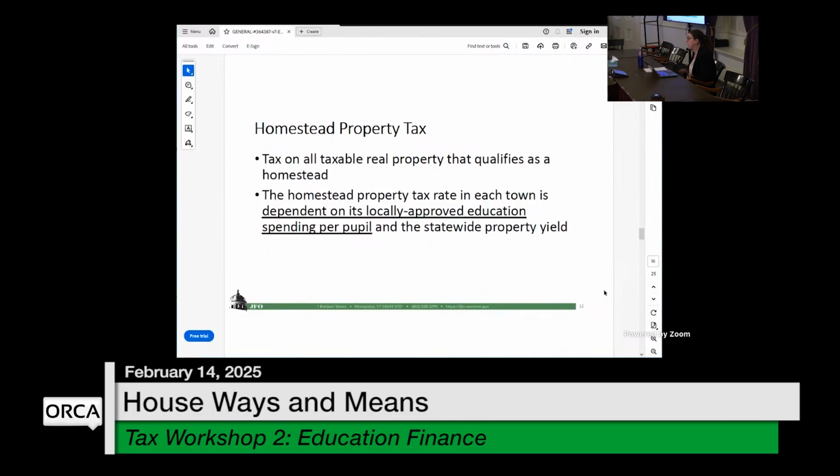The homestead property tax is the tax on property that qualifies as a homestead. So people's principal dwelling and all surrounding land to that principal dwelling. And the homestead property tax rate in each town is dependent on its locally approved education spending per pupil, we'll talk about what that means, and the statewide property yield, we'll also talk about what that means. But this is where that education spending number that we were talking about 10 slides ago is coming back up.